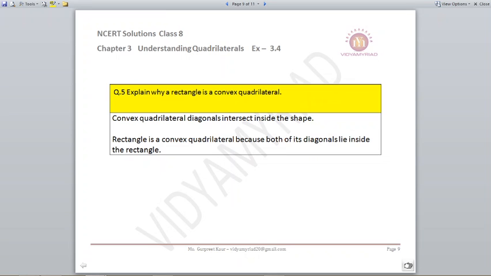Explain why a rectangle is a convex quadrilateral. Now what is a convex quadrilateral? Basically we have done it earlier also. When we draw the diagonals in a quadrilateral, they meet inside the shape, they intersect inside. In the same way, when you draw both diagonals of a rectangle, they will lie inside the rectangle, they will not go outside.